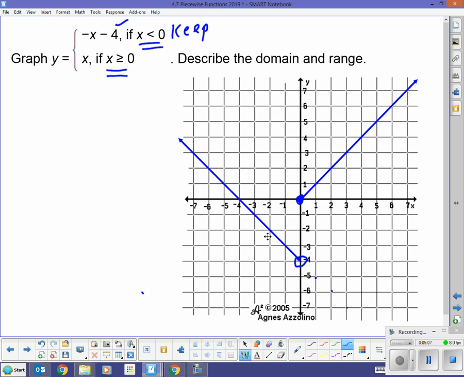Describe the domain and range. The domain here would be all real numbers, because the x's extend to the left and to the right infinitely. And for my range, my lowest value is at -4. So my range is y greater than or equal to -4. All these values up here are greater than -4.